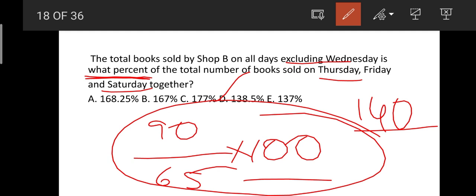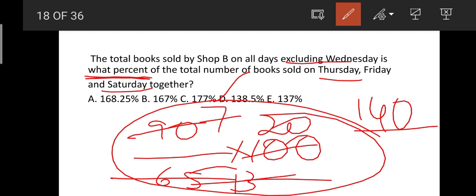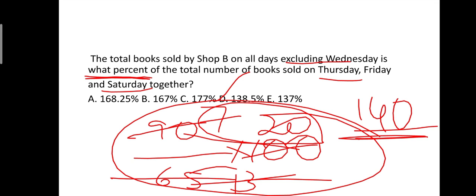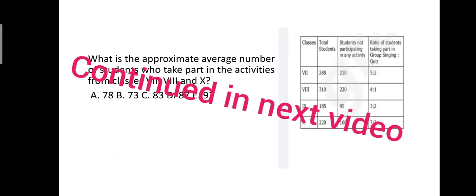How can you get 140? See friends, 13 5s are 65 and then 5 20s. Okay, 13 sevens become 91, and 7 into 20 becomes 140. So it is an approximate value, not a perfect value. To get the nearest value to 140, it is option D, 138.5. Okay friends, I think you understood this question also. See friends, these are other questions. Coming to the next.